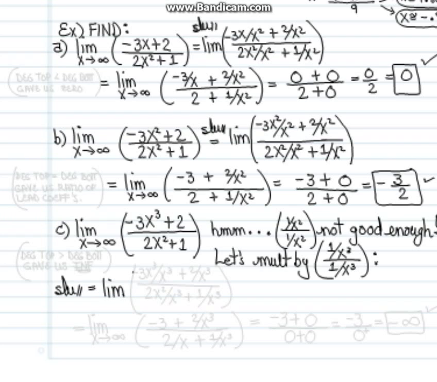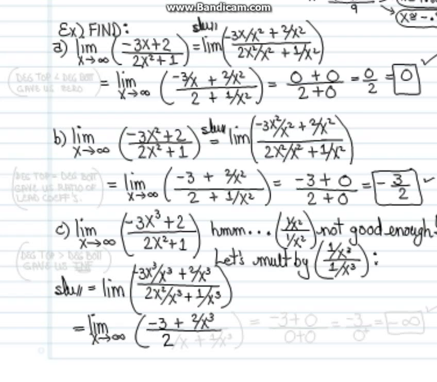Okay, let's do it. We get the limit of negative 3x cubed over x cubed plus 2 over x cubed, and then the denominator is 2x squared over x cubed plus 1 over x cubed. And we simplify that to the limit of negative 3 plus 2 over x cubed, and the denominator is 2 over x plus 1 over x cubed. Well, any constant over x to the rational power is going to give us 0. So we get negative 3 plus 0 over 0 plus 0, which gives us negative 3 over a slightly positive 0, which gives us negative infinity.